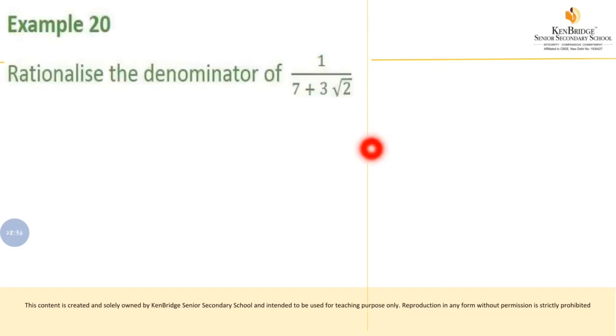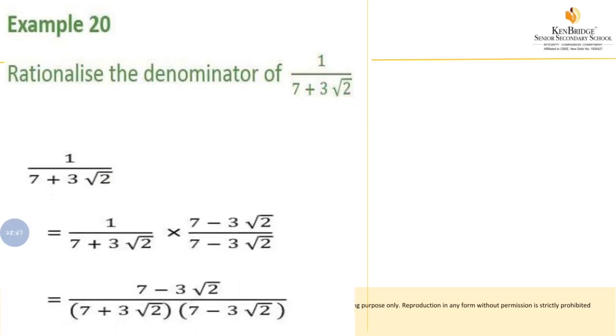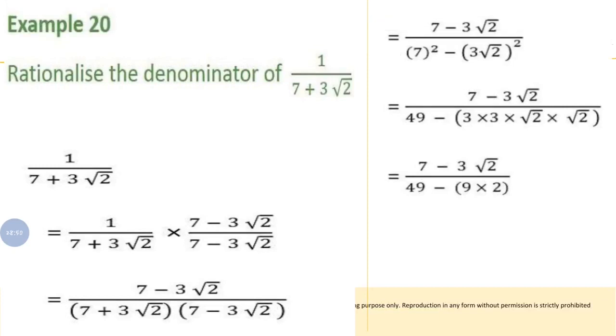So the next question is example 20, and the term is 1 by 7 plus 3 root 2. We are going to rationalize the denominator. If any term is given, first you have to write whatever is given in the denominator as a numerator and denominator, but you have to change the sign. So here we are going to write 7 minus 3 root 2 in both the numerator as well as the denominator. So 1 into something will be the same number, so that we have written.